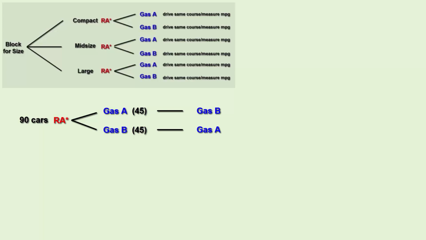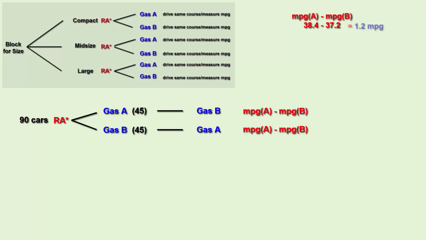Once all mileages are calculated, each car subtracts mileage B from mileage A. Only the differences are considered. In this way, the variance between cars is eliminated. A high mileage car can get 38.4 miles per gallon with gas A and 37.2 mpg with gas B. A minus B is 1.2 miles per gallon more for gas A. A large vehicle got 23.5 miles per gallon with A, 22.5 mpg with gas B. This is a 1.0 mpg difference in favor of gas A.